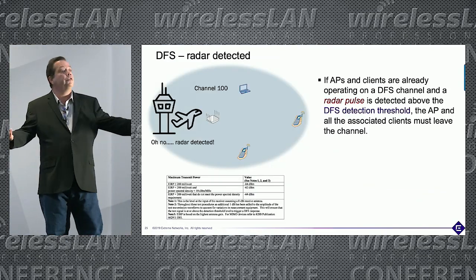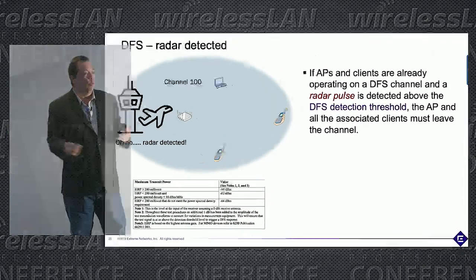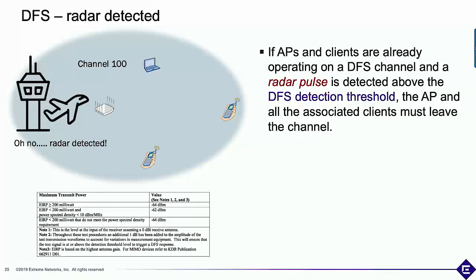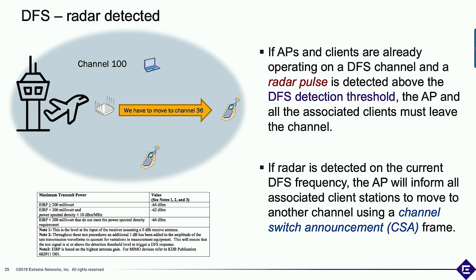So first, there's the initial channel assessment. But what happens if actual radar is then detected? And once again, there are those 6 different pulses. Basically, it's going to be the AP's job, based on those thresholds right there and those 6 different types of pulses, that if it hears a radar pulse, it has to tell the clients, we got to move to a different channel. And that's basically what its job is.